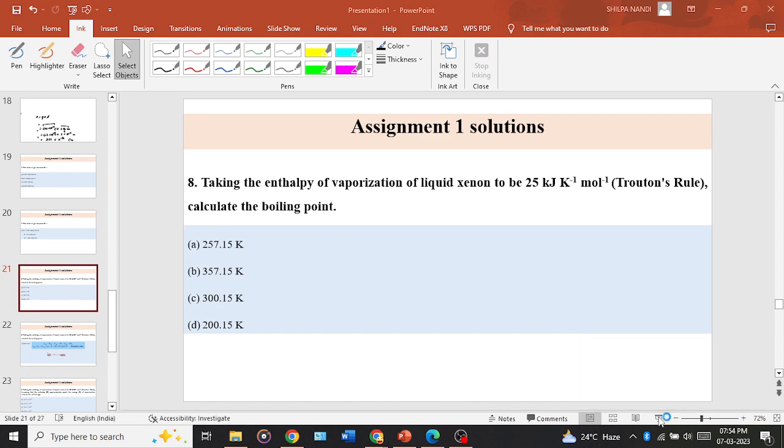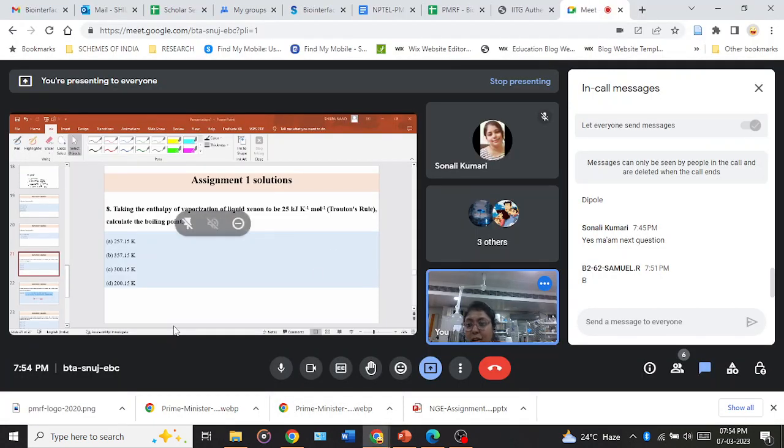So the next question we have is question number 8, and it is a numerical question I see now. Taking the enthalpy of vaporization of liquid xenon to be 25 kilojoule per Kelvin mole per mole, calculate the boiling point. So anyone, anything you can remember or recall related to enthalpy of vaporization of liquid or boiling point, anything? I think this was taught in lecture 2, probably. Yes, it was lecture 2.